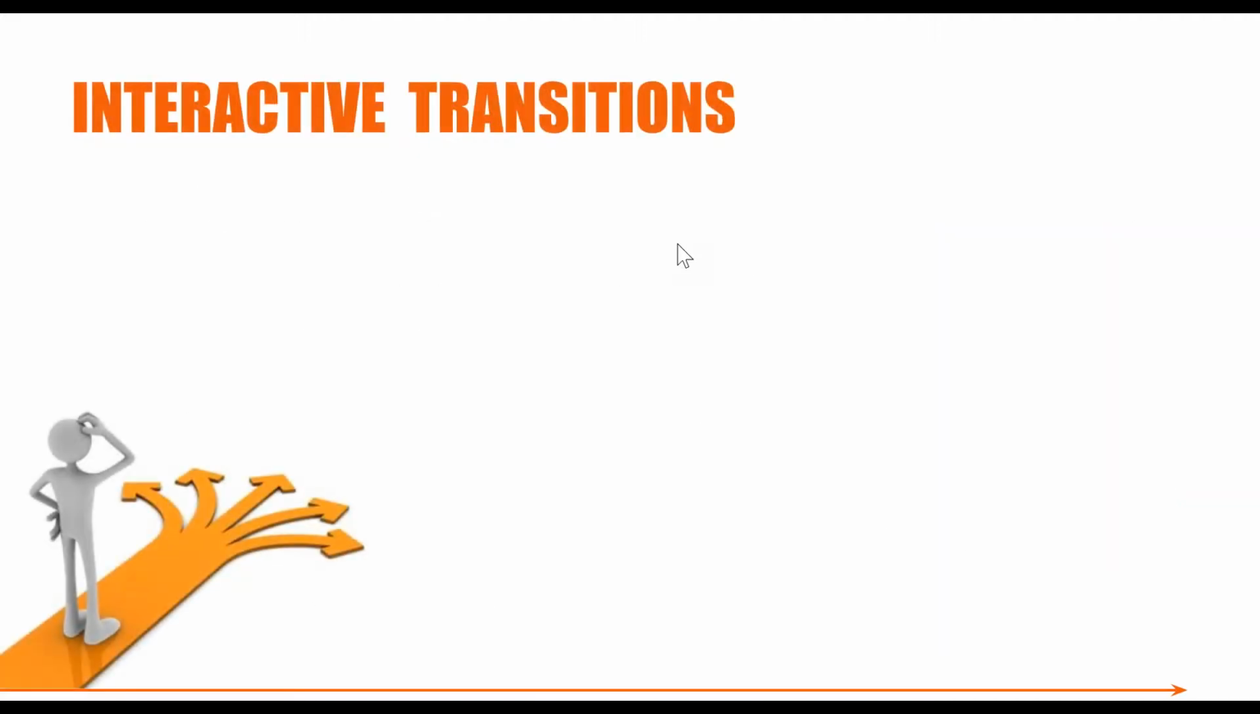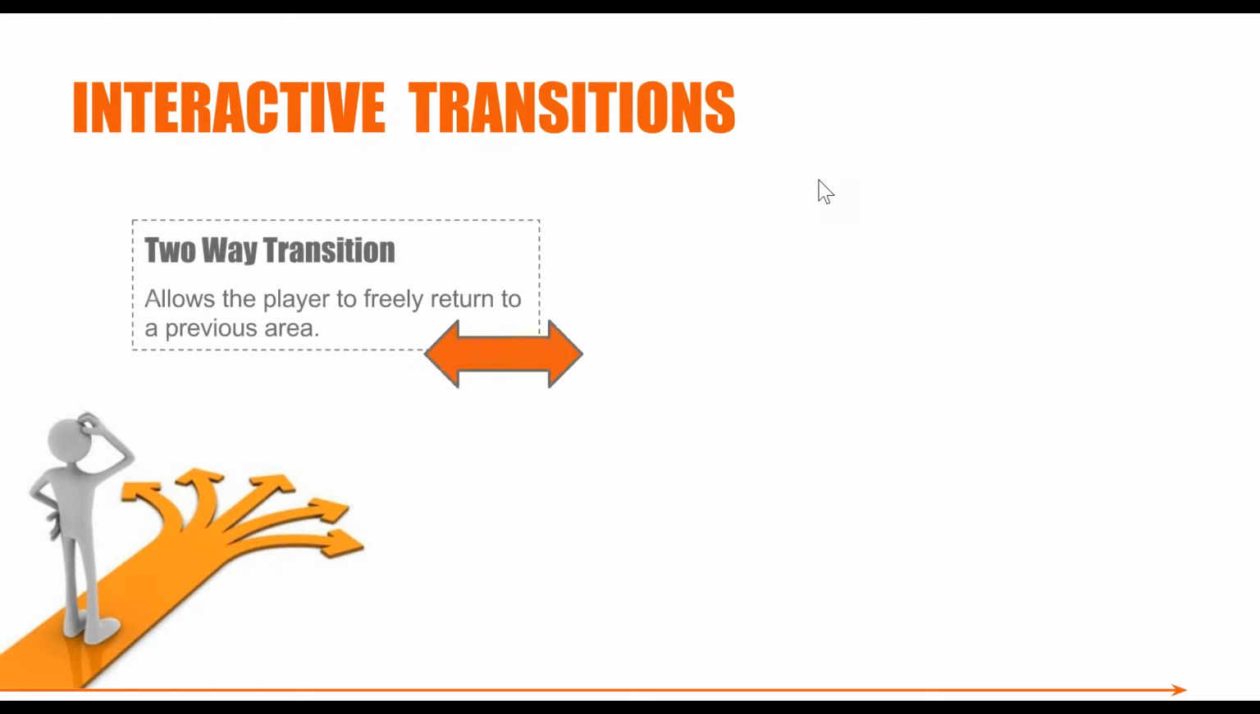All right, next, getting into interactive transitions, right? Having these areas actually connected to one another in different and unique ways. All right, so there's 2 different ways that we can start to think about this. The first is a two-way transition. All right, this will allow the player to freely return back and forth between areas, right? You open up a door or you destroy a wall, right? And now I'm able to walk back and forth between 2 different areas freely, right? I'm able to return to where I once was.